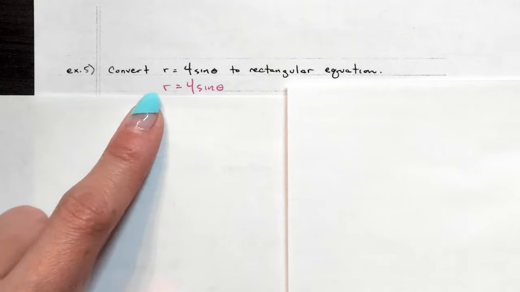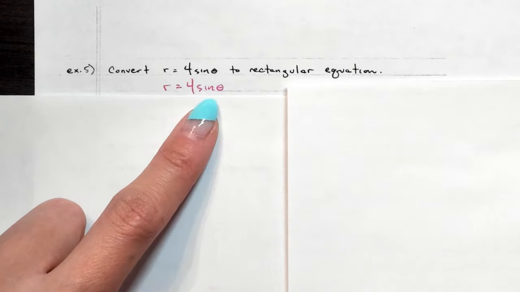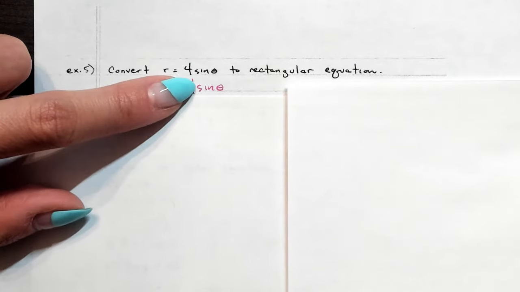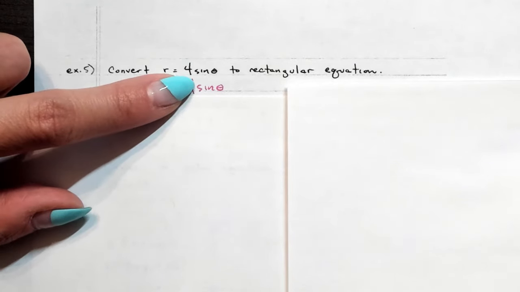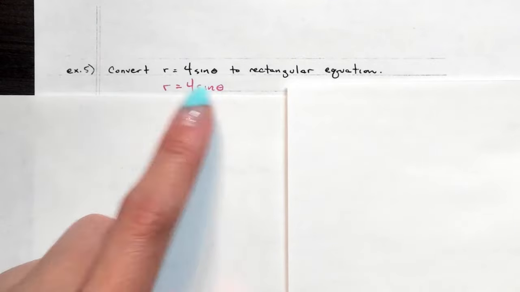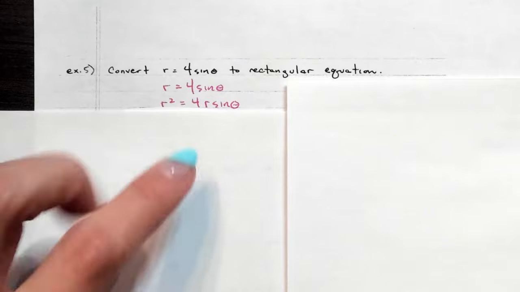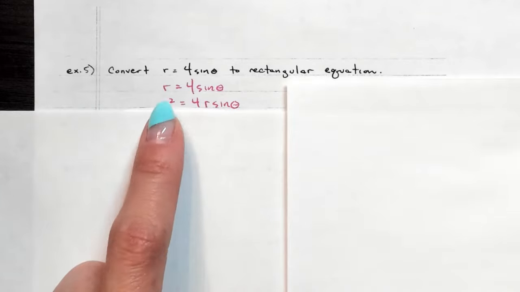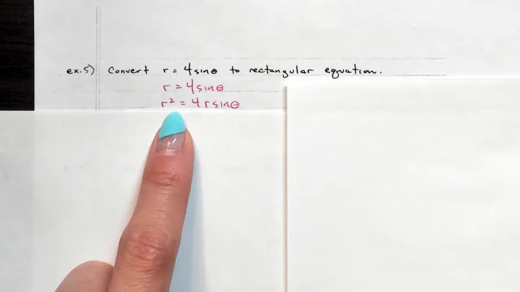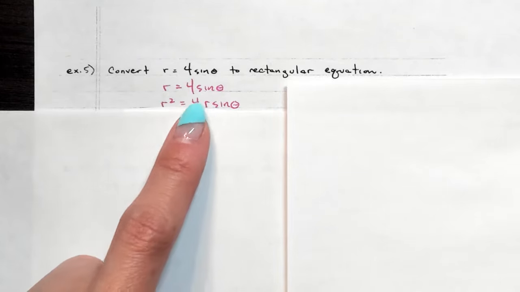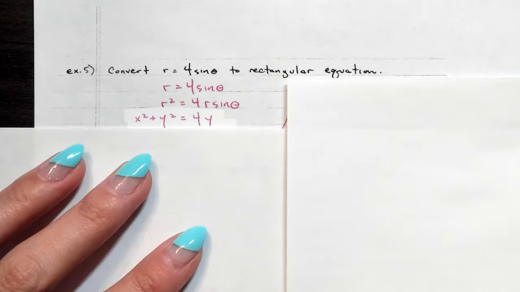So you want to think about this and you want to be like, okay, what should I see? If there was an r next to the sine, I would be really happy because r sine theta is y. So let's multiply r on both sides. If you multiply r on both sides, you get this. And then, can't you change this? What can you change this to? x squared plus y squared. What can you change this to? 4y. So then you do that.